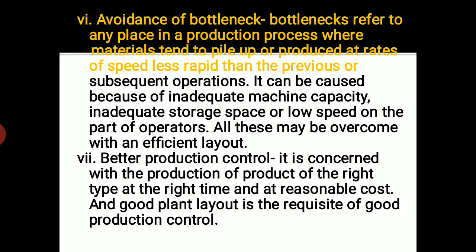We go to the next one, avoidance of bottlenecks. I have explained the term bottlenecks earlier also. Bottlenecks is a kind of congestion happening while the exit and entry of the material is there. So bottlenecks refer to any place in a production process where material tends to pile up or is produced at rates of speed less rapid than the previous or subsequent operation. It can be caused because of inadequate machine capacity, inadequate storage space, or low speed on the part of operators. All these may be overcome with the help of efficient layout.